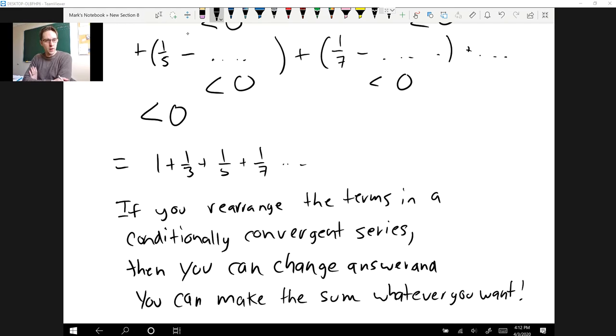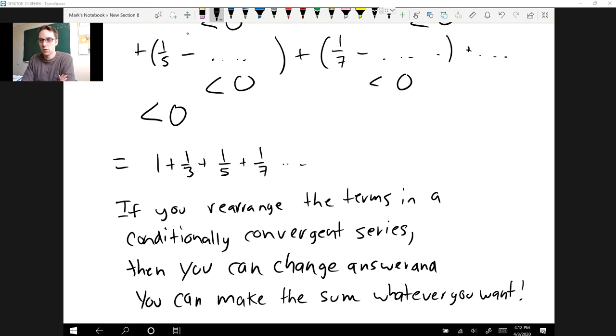Now, I don't know about you, but I find that remarkable. It just seems so mind-blowing that you could add the same numbers just in a different order and somehow get them to add up to any particular number that you would like. And yet, that's exactly what we've just argued, and you can prove that this is indeed correct.